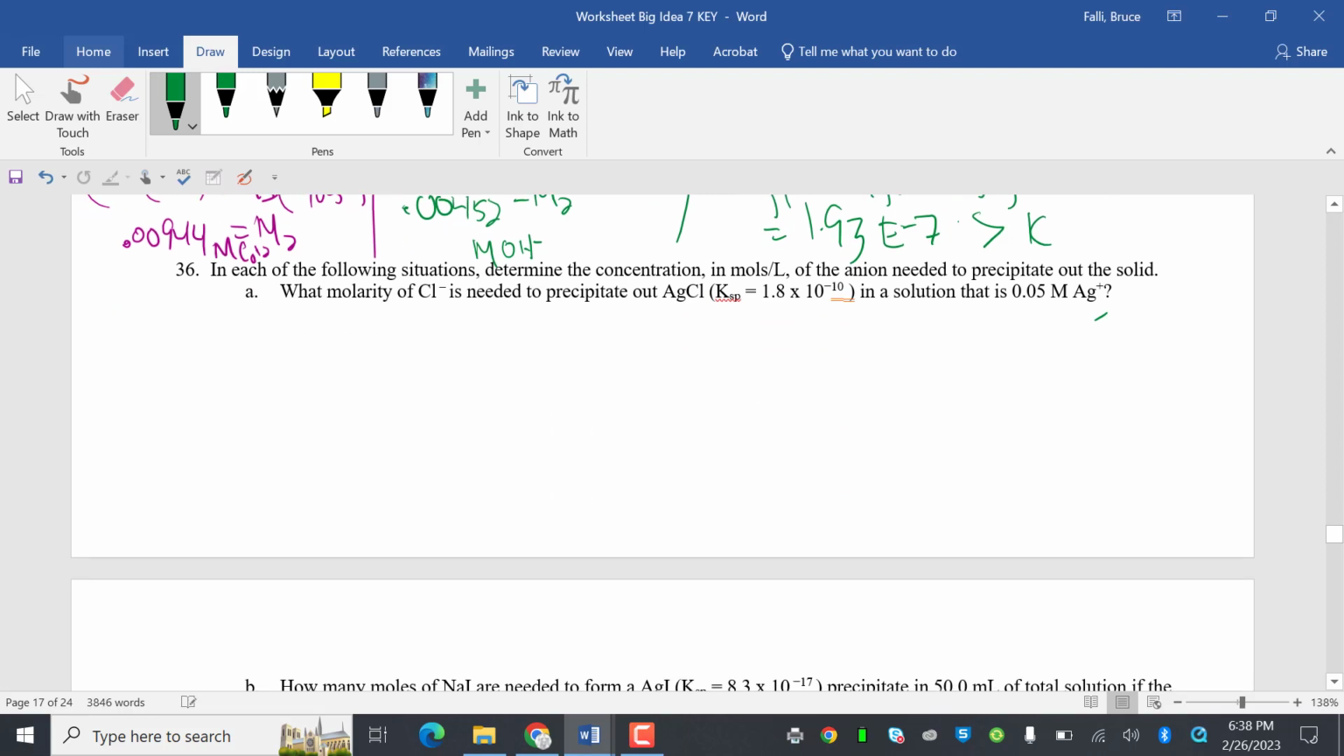In each of the following situations, determine the concentration in moles per liter of the anion needed to precipitate out the solid. When we do this, this is where we're going to say Q equals K, and that's where precipitate happens. So we're going to say a bit more than, okay?